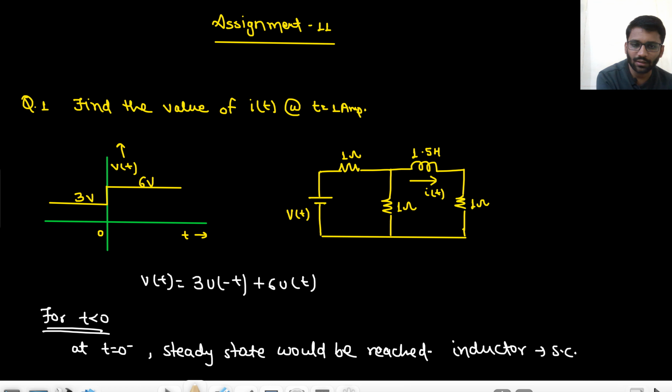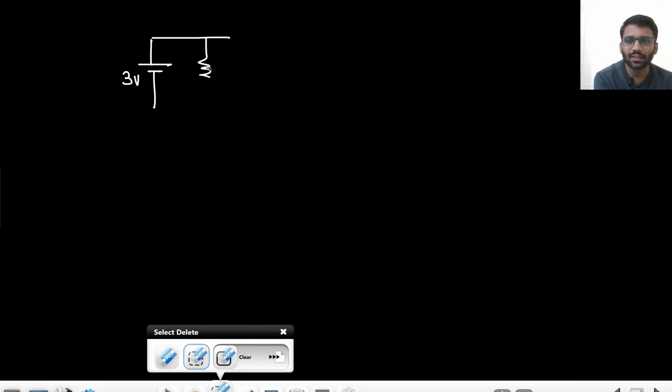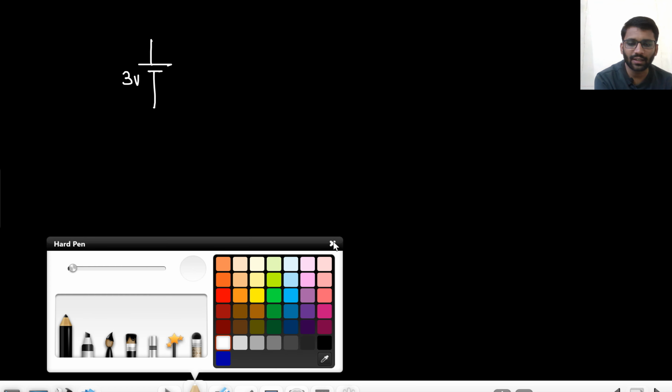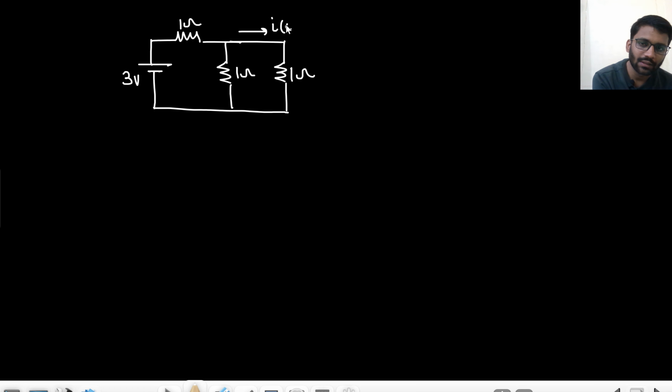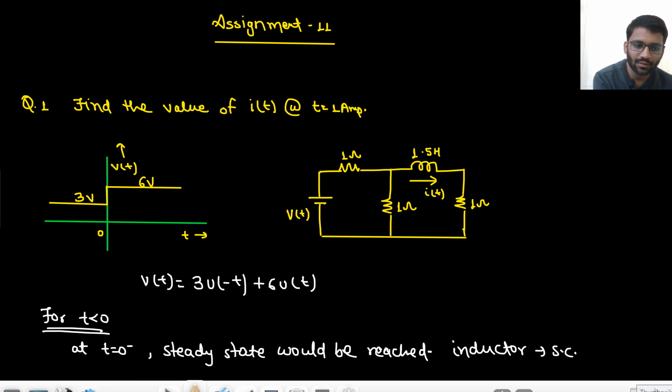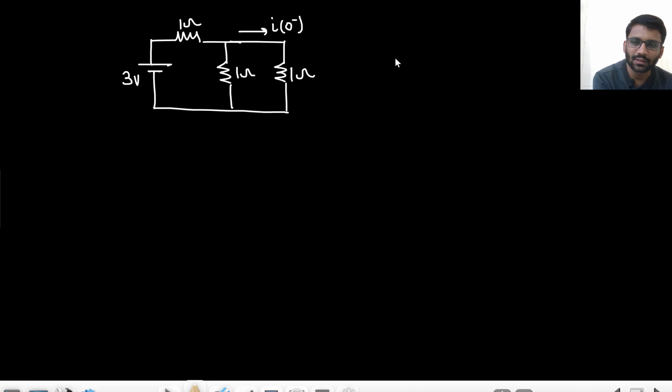So basically you have 3 volt, and in case of an inductor, what are we interested in? We are interested in finding the current, because the inductor has the property that it doesn't change the current across it instantaneously. So we'll find the current. The inductor is shorted. So 1 ohm, 1 ohm, 1 ohm, and this is the current I of 0 minus, right?